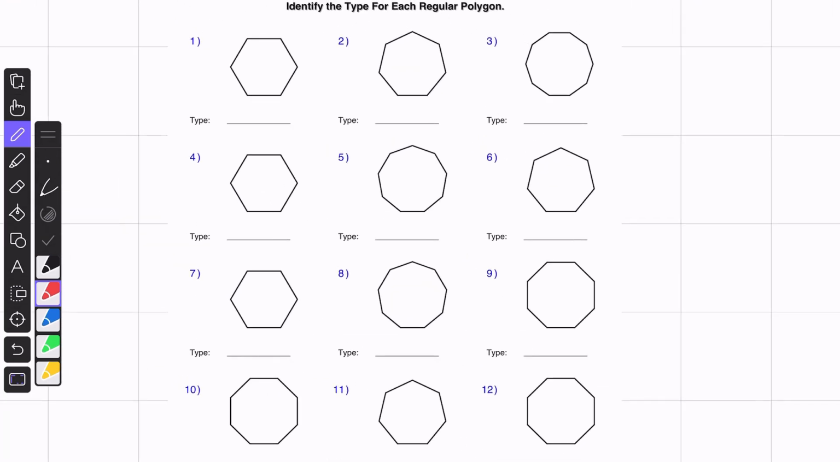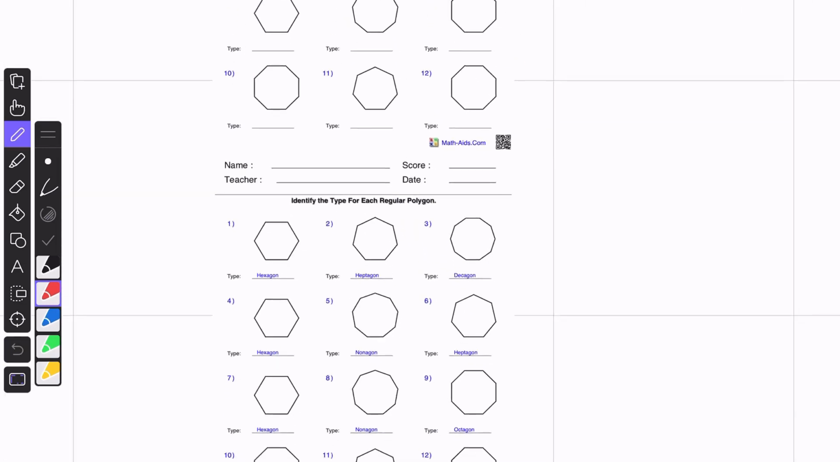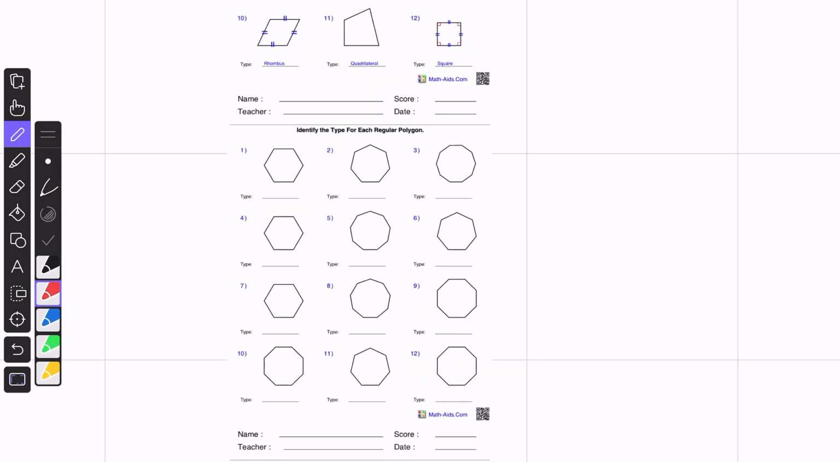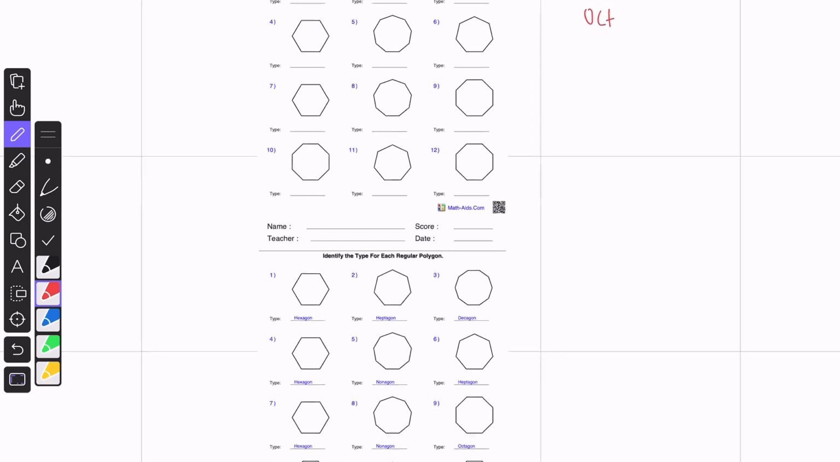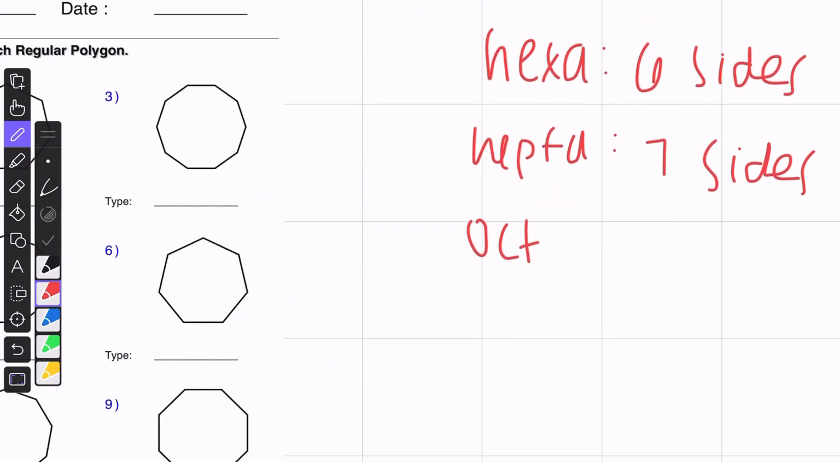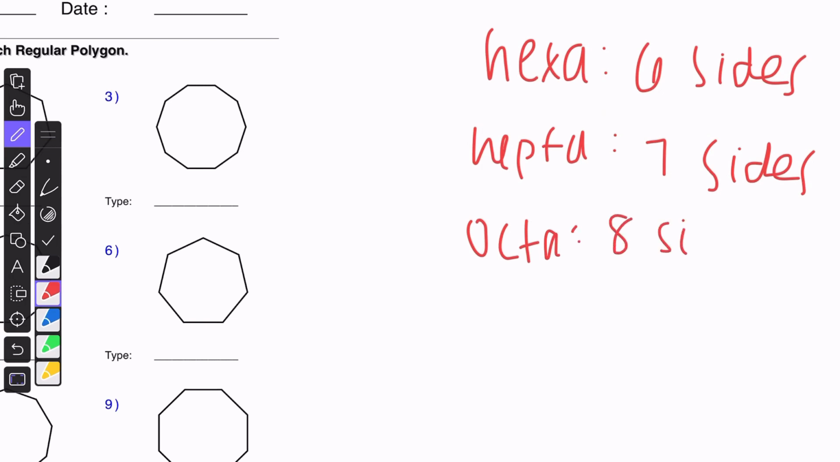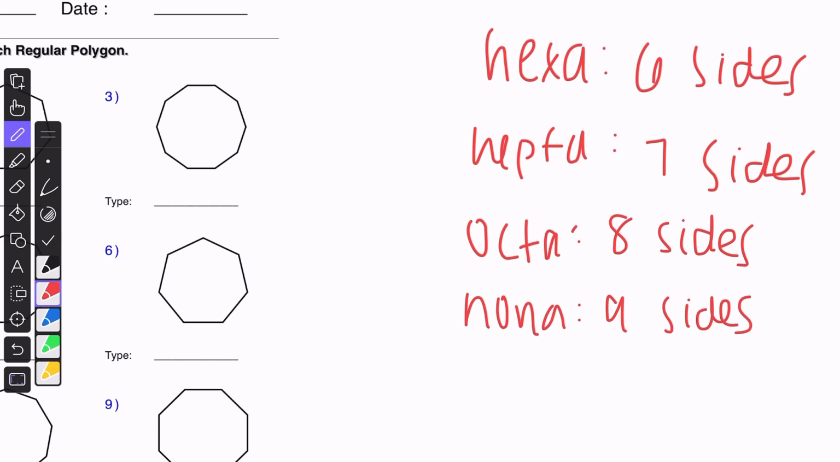Okay, so there's also different types of polygons. These are ones that have many different sides. So there's a lot of prefixes that we need to know. I think we're just starting at hexa right now. So hexa is going to be 6 sides. Hepta is going to be 7 sides. Octa is going to be 8 sides. Nona is going to be 9 sides. And deca is going to be 10 sides.